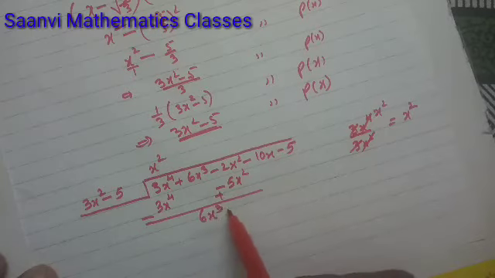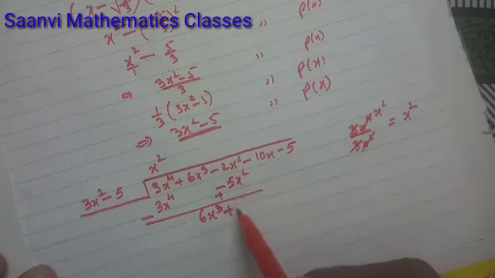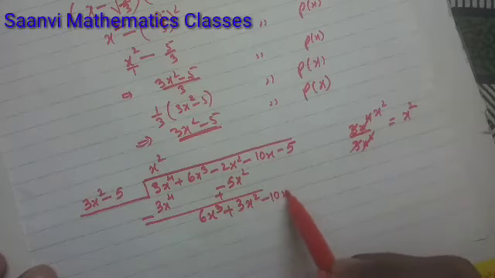So this will be 6x cube plus, because this is plus now and 5 is greater than 2, so the plus sign will come. So this will be 5 minus 2, which is 3. 3x square minus 10x minus 5.